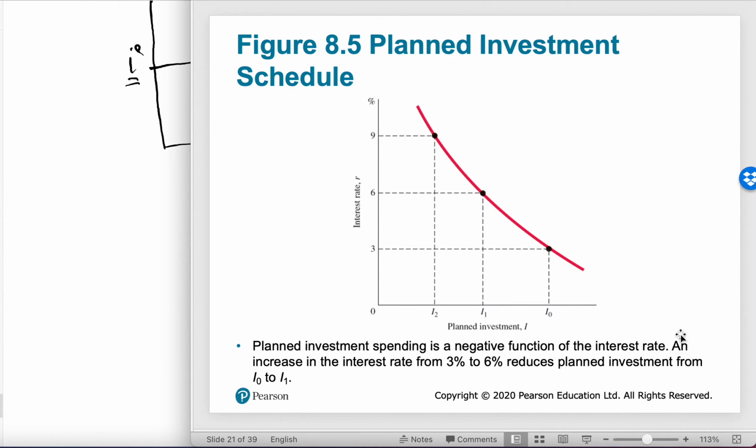We know that investment is a function of the interest rate, but this is another, because this is like price and this is like quantity, where economists put the independent variable, the interest rate, on the vertical axis, and the horizontal axis is the dependent variable, or planned investment. So if we know that in the money market the interest rate is 6%, so how much people are going to be investing is I1. If it is 3%, it is going to be I0, and if it rises to 9%, they're reducing to I2, something like this.